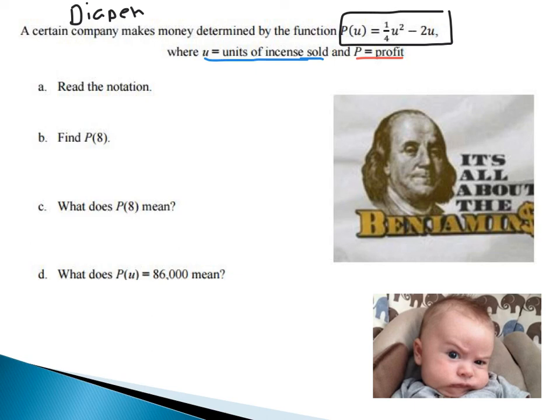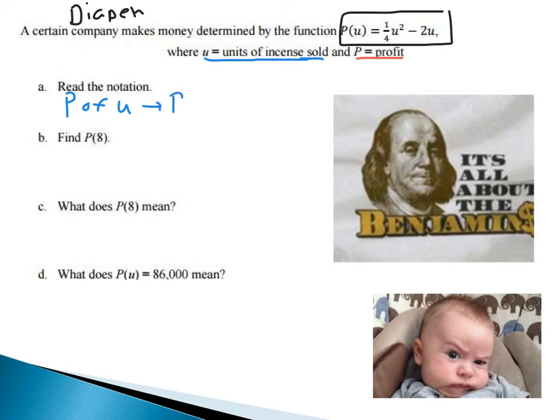So this is a function describing the profit we're making from the number of units we're selling. Determining the number of units we sell, we're going to figure out what profit we had. So first, when I say read the notation, that's what I mean right now. When I see P of U, what does that stand for?